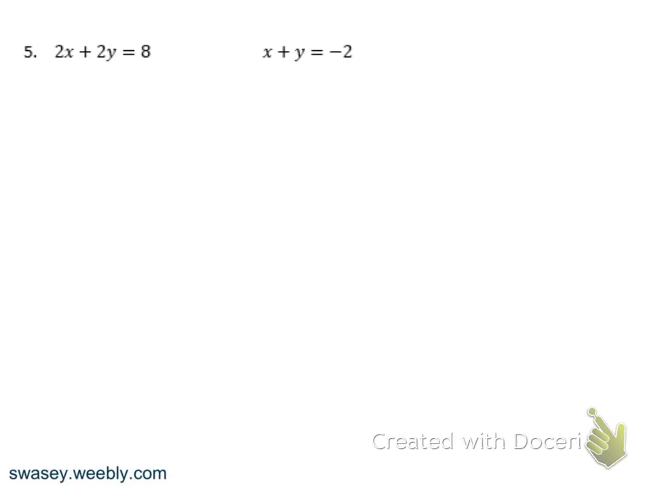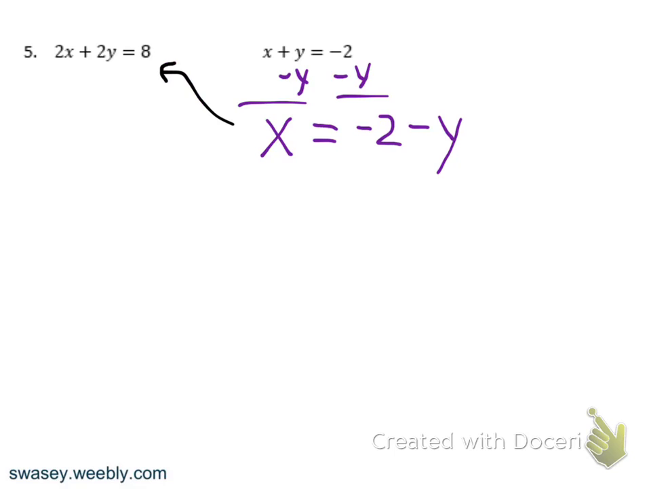Alright, here we do have some places to start. Either solve the second one for x or the second one for y, because you have coefficients of 1, so that'll be easier. So you have x equals negative 2 minus y. They're not like terms, you can't combine them. Now we're going to replace x in the other equation with that. So 2 times, and then instead of x, we'll put negative 2 minus y.